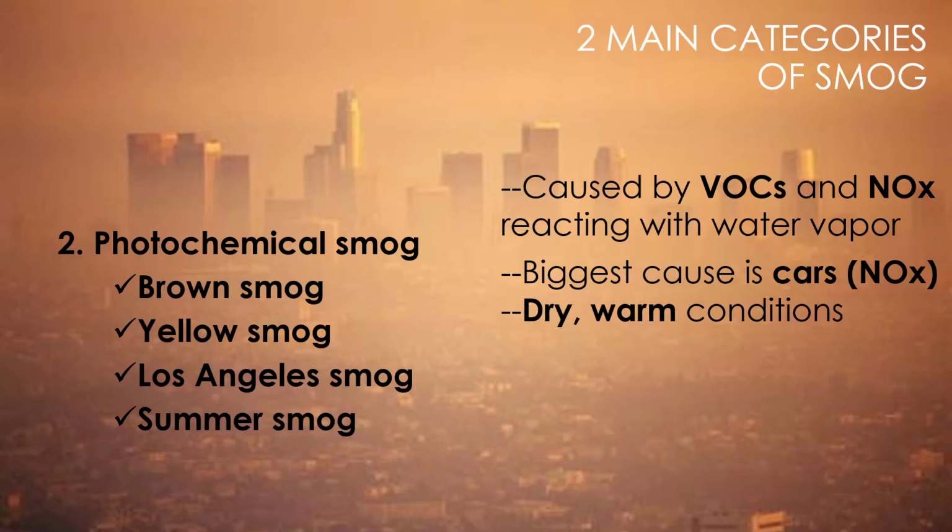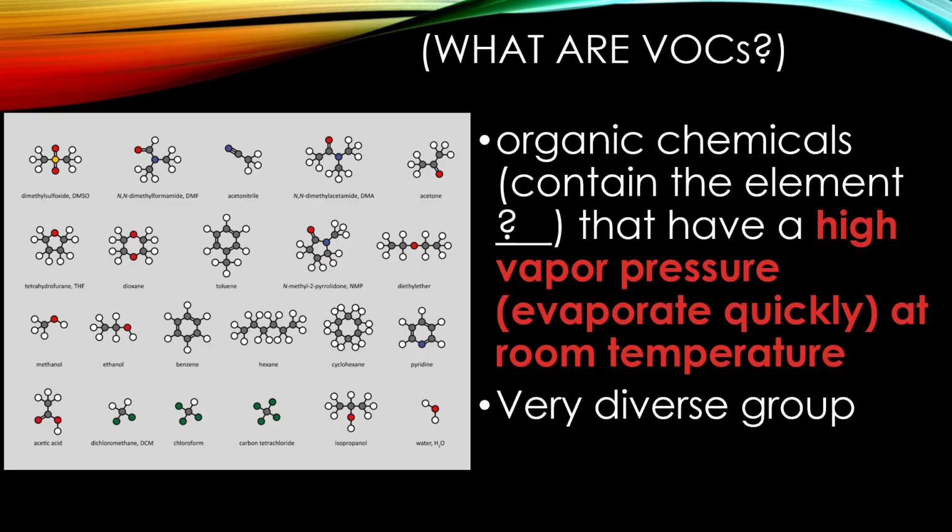The other source is photochemical smog. Photochemical smog is also known as brown, yellow, LA, Los Angeles, or summer smog. These are caused by those VOCs and the NOx reacting with water vapor. The biggest cause for this photochemical smog is coming from cars, and this usually happens in dry and warm conditions.